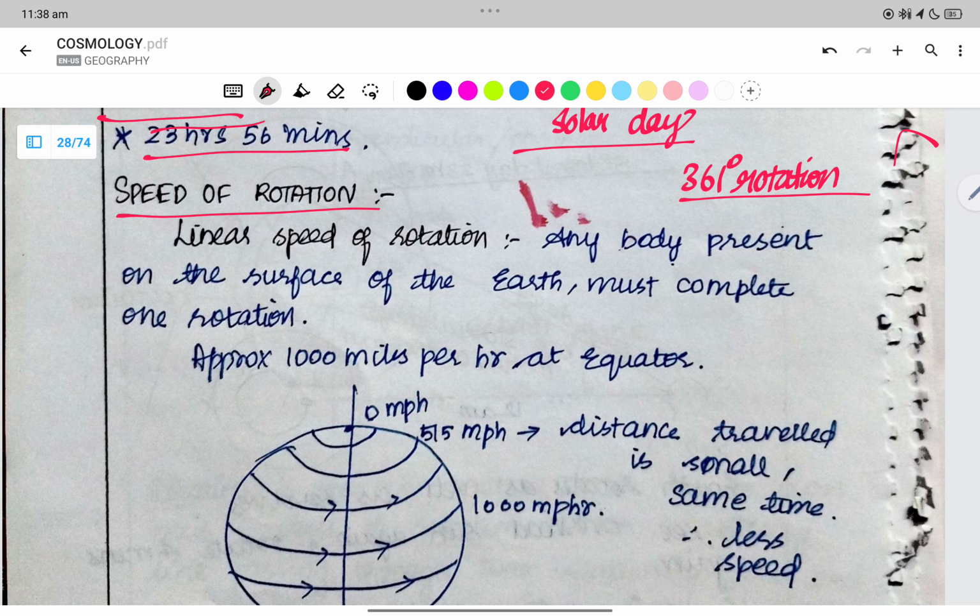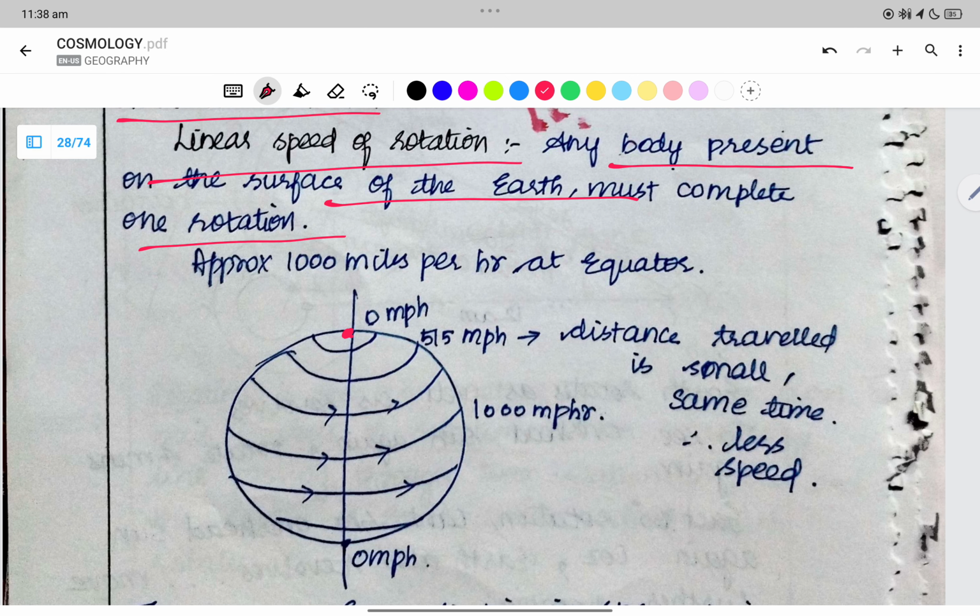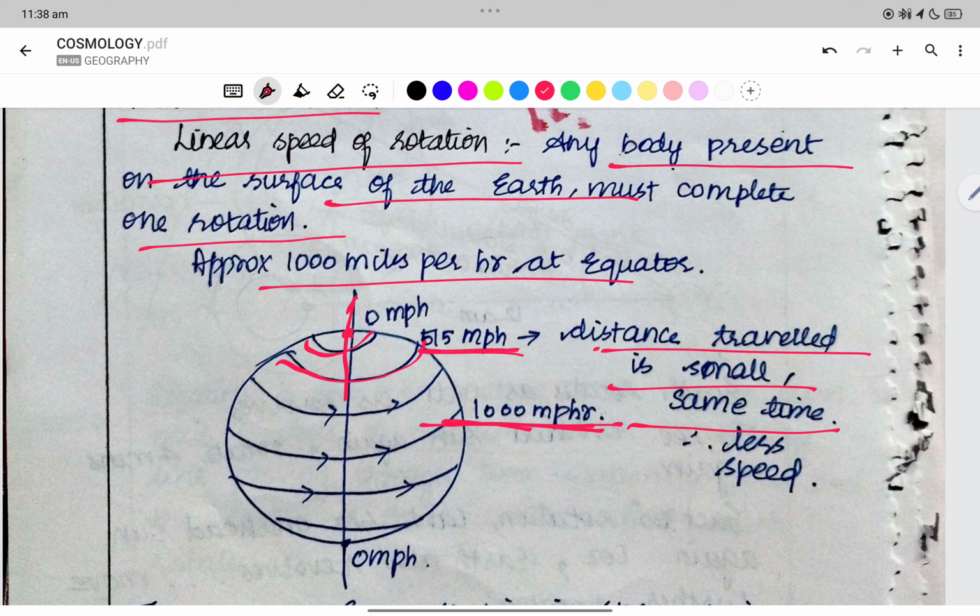Now the linear speed of rotation: anybody present on the surface of the earth must complete one rotation. Here at the pole it is just a point, so 0 degree. Here it is 515, but at the equator it should rotate faster so that it completes the rotation in 24 hours, right? About 1000 miles per hour. The rotation is faster at the equator, whereas it is slow at the poles. The distance traveled is small, for the same time, therefore the speed is less.